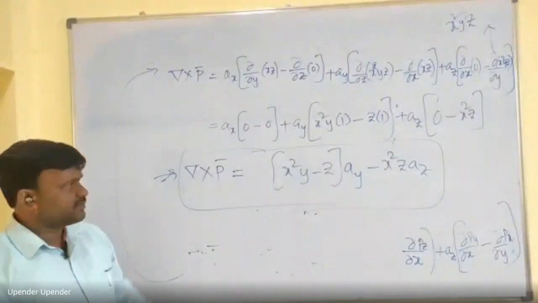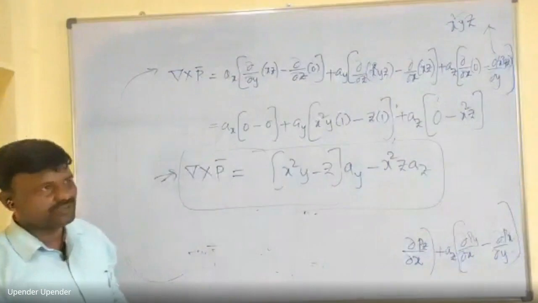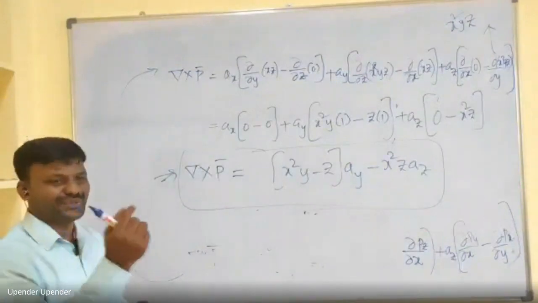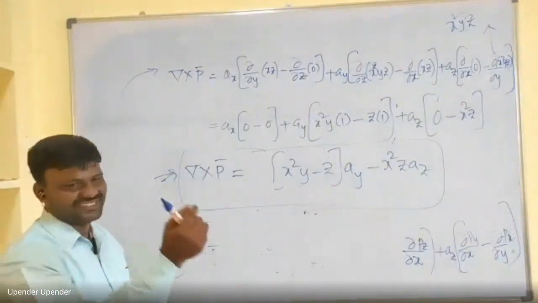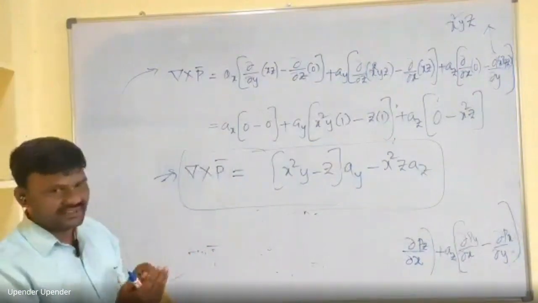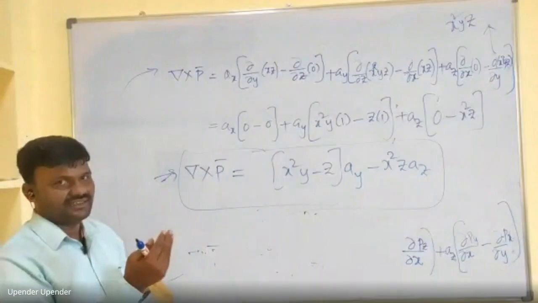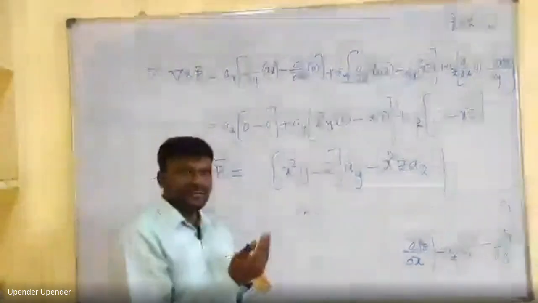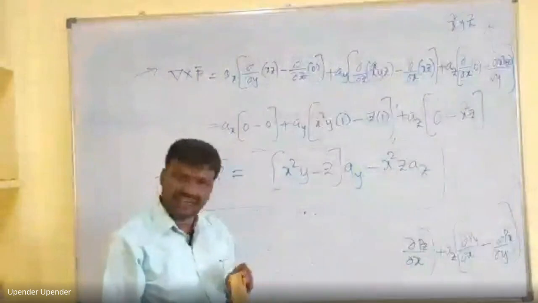The expansion of the determinant is very simple. We need to remember one thing: after x, we need to go for y. After y, z. After z, again x. Like that. Suppose we started with az. After z, x. After x, y. Like that.